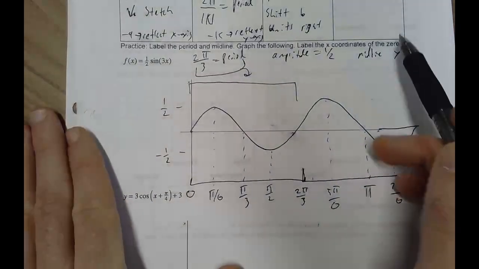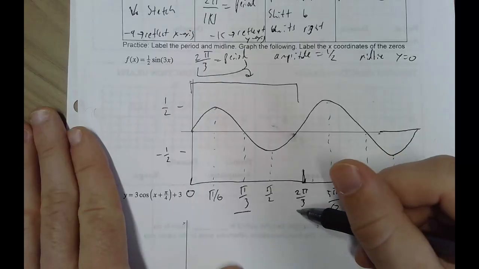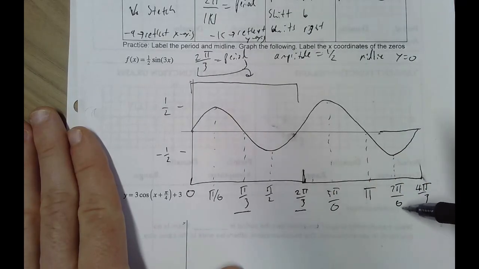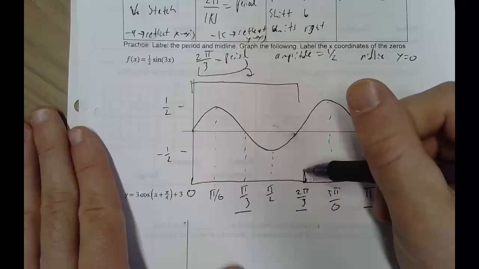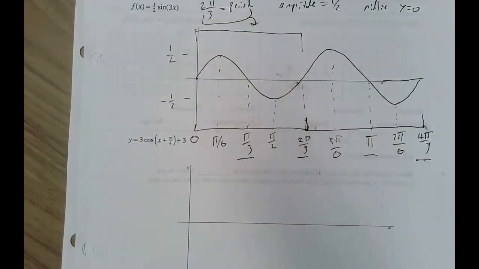Okay, so here it says label the x coordinates with zeros. So the ones that are important are the pi over 3, the 2 pi over 3, the pi, and then the 4 pi over 3. That's this point here. Okay, hopefully that made sense.